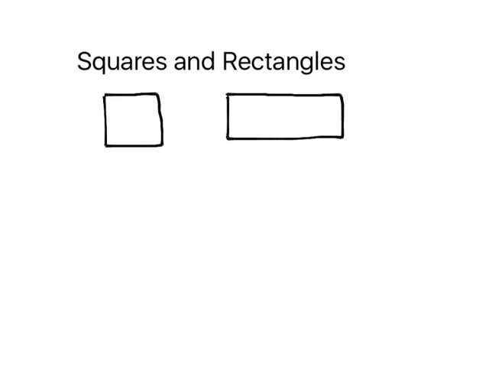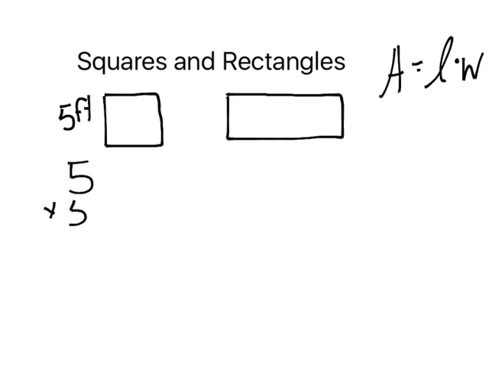As a review of how to find the area of polygons, we have four basic shapes here. Squares and rectangles. The way we find the area of those, area is equal to length times width. So for a square, since they have all equal sides, let's say it has sides of 5 feet, we would do 5 times 5 to get 25.